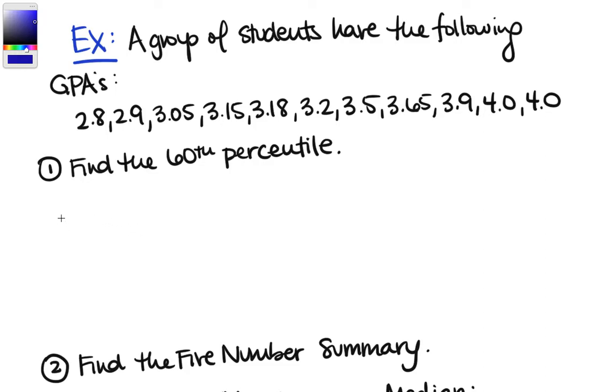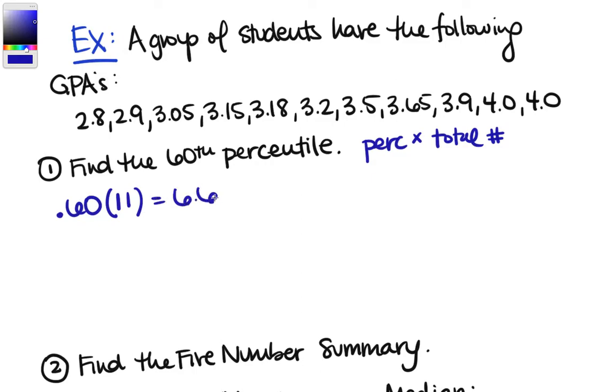So what we're going to do is take that percentage, write it as a decimal, and then multiply. So we do the percentage times the total number of data points. And we've got 1, 2, 3, 4, 5, 6, 7, 8, 9, 10, 11. So there's 11 in our list, so we want to know where in the list is 60% of 11? That is 6.6, but we can't find the 6.6th number in the list.